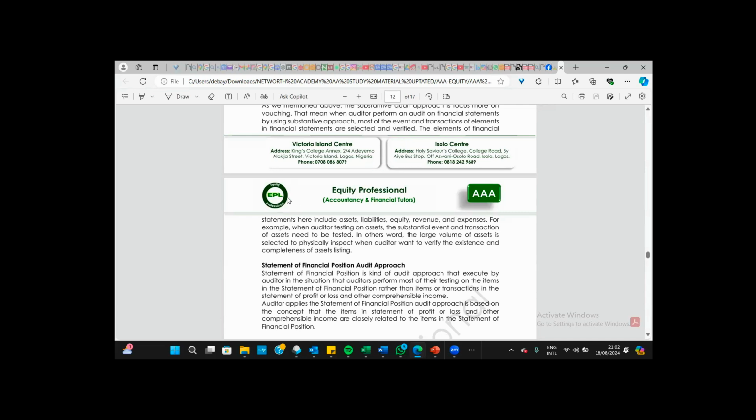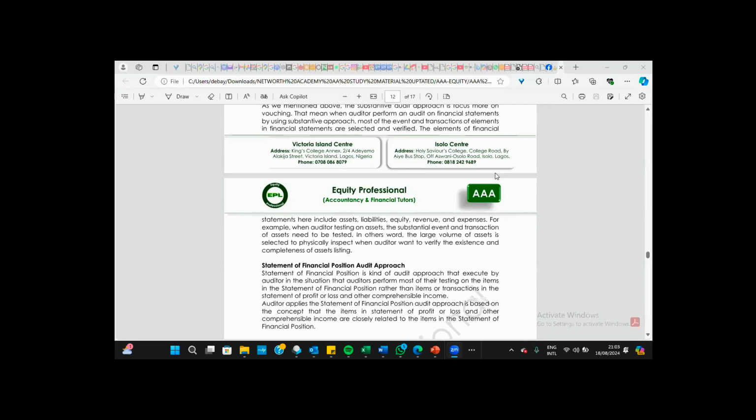That statement will show, yes, iPhone, raise your hand. iPhone, ask your question, please. Sir, the first approach you said was statement of financial position. Yes, can you hear me, sir? I can hear you loud and clear. No, the first one is the substantive testing audit approach. Okay. Do you understand? Thank you. The substantive testing audit approach was the first one. The second one is the statement of financial position audit approach. Hope it is clear. Yes, sir, it's clear. Thank you. All right.